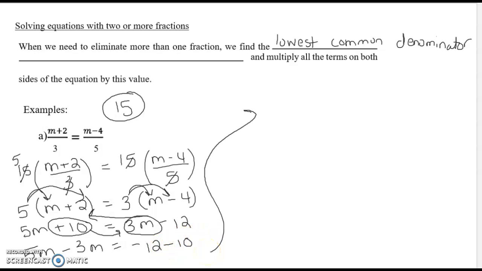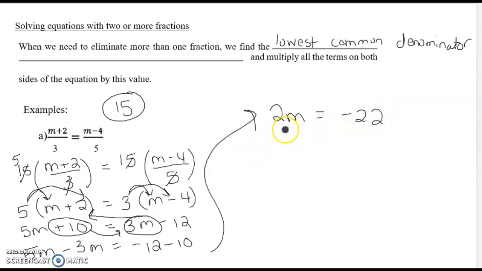So I'm just going to move this over so we can solve it a little bit better. So 5m minus 3m is going to give us 2m. And then our equal sign, and then negative 10 take away 12, which is right here, is going to give us negative 22.